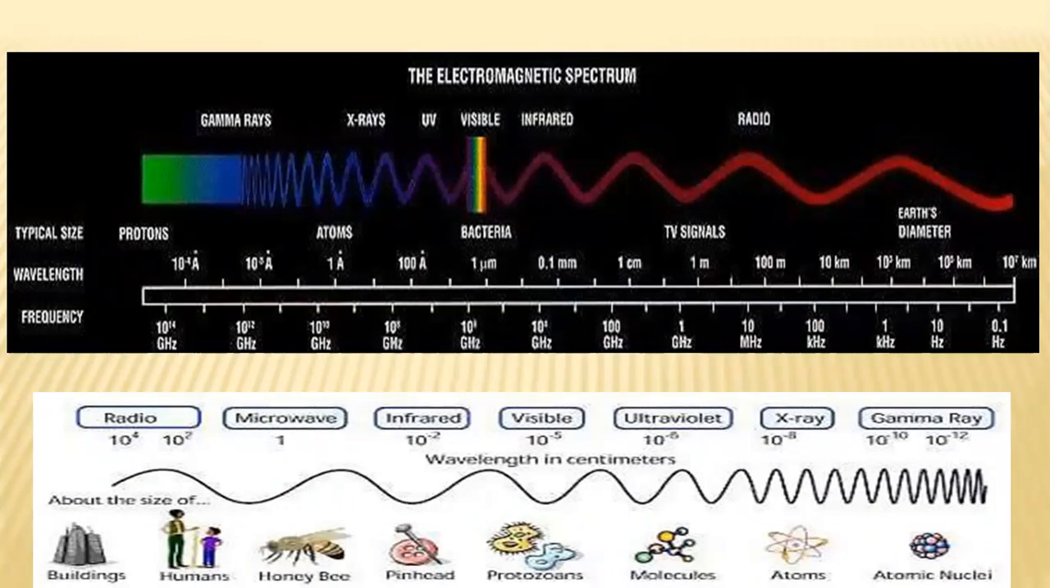In the case of microwaves, the wavelength is around 10 to the power of 1. In the case of infrared rays, the size is comparable to a pinhead, at micro level. And the visible range is 10 to the power of -5, which is like protozoans that we view under a microscope.